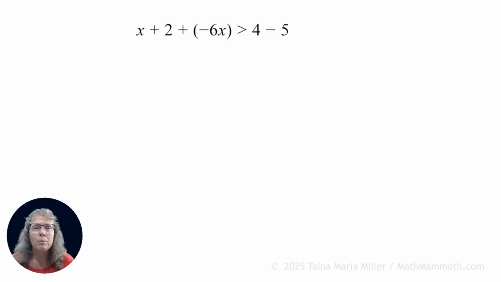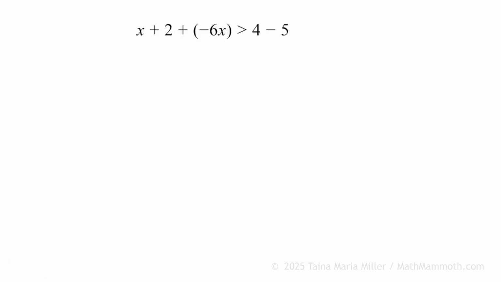All right, here's a little bit more involved inequality. Try to solve it yourself. The first thing I would do is to combine these two terms that have x. So x plus negative 6x, that would be negative 5x. And then the plus 2. And I would simplify this to get negative 1. Okay, now I want to isolate this term, so I will subtract 2 from both sides.